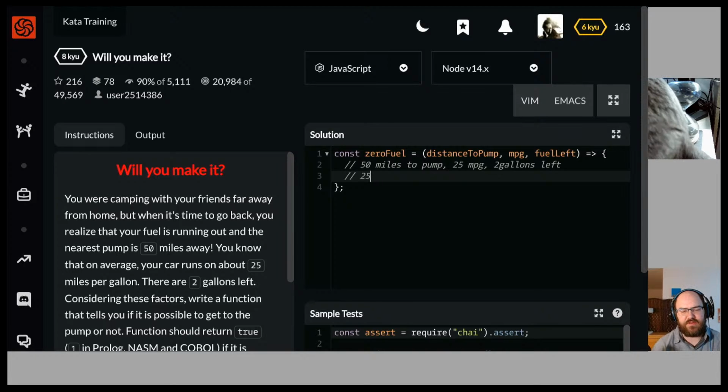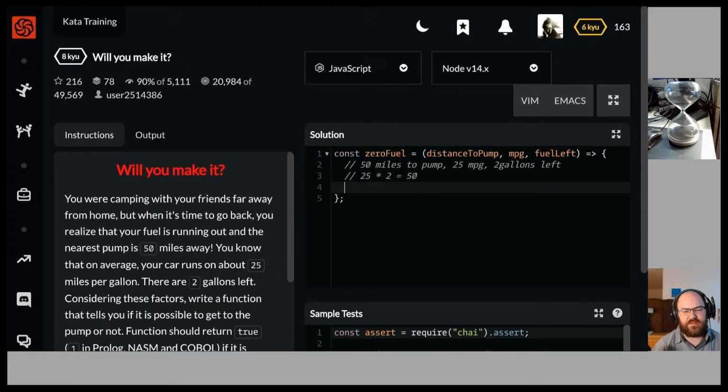So in this case, to work through the example by hand, we have 25 miles per gallon and 2 gallons. It was 50. And 50 is greater than or equal to, or the 50 miles to the pump is less than or equal to the 50 miles we can go.